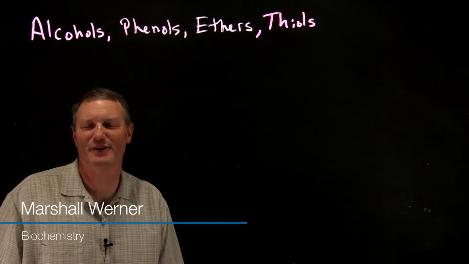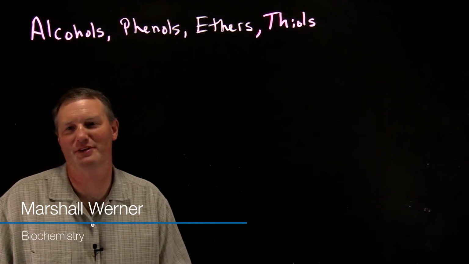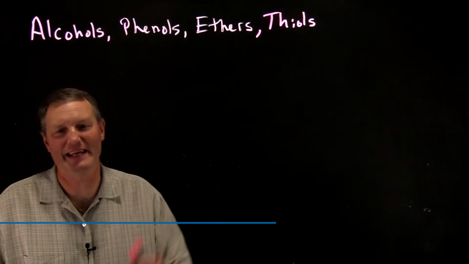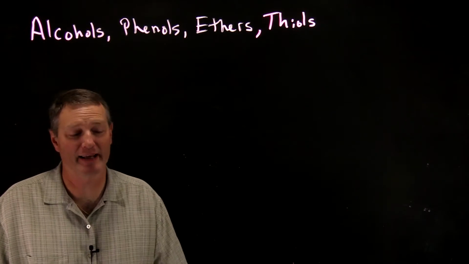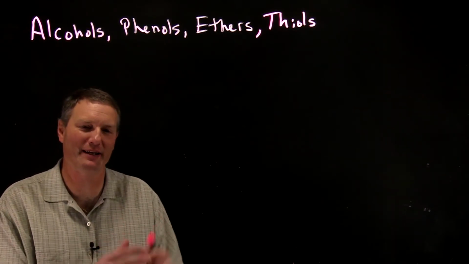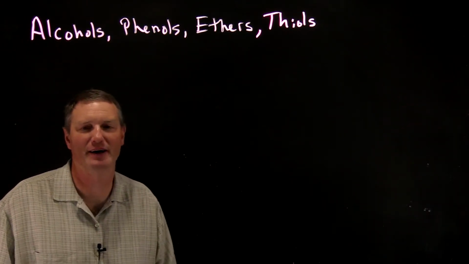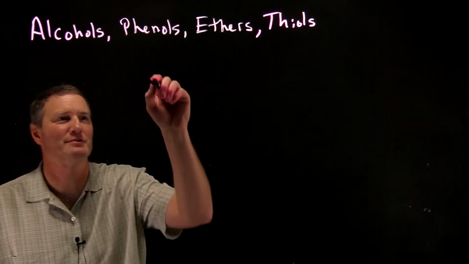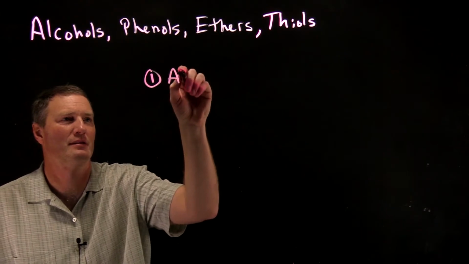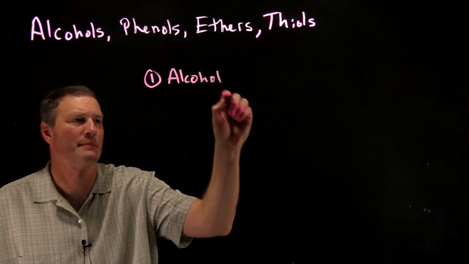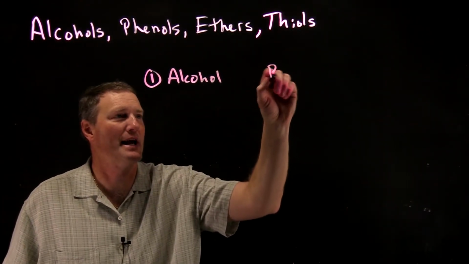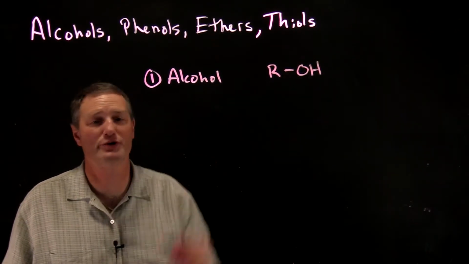Hi guys, in this video we're going to take a look at the basic functional groups called alcohols, phenols, ethers, and thiols. In separate videos we'll then take a look at a little bit of the special nature of each of these different ones, but let's just introduce all of these guys. So first, alcohols. Okay, so this is a compound that has an OH group attached to it.